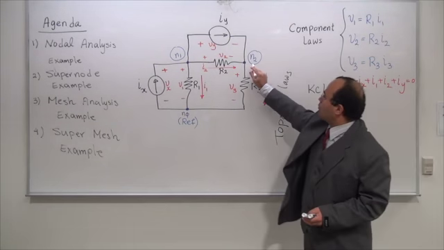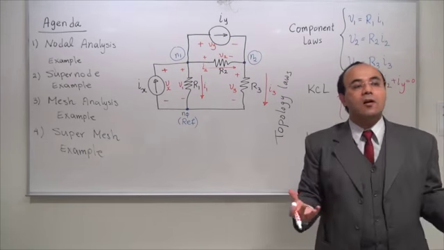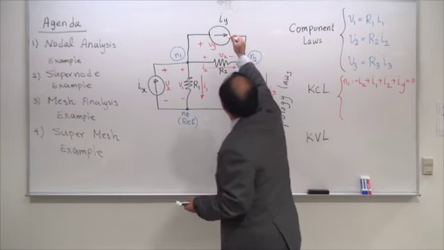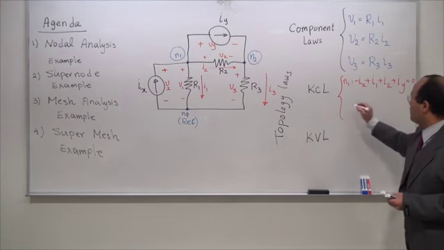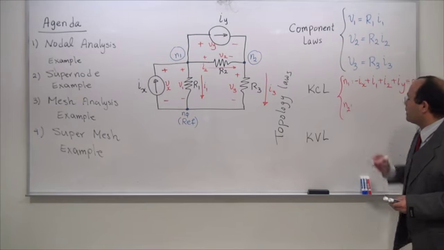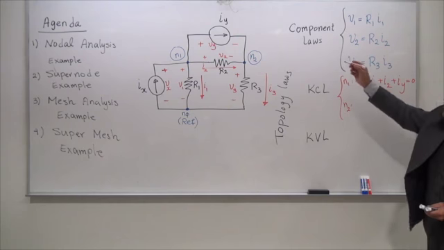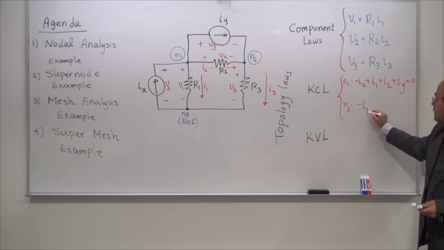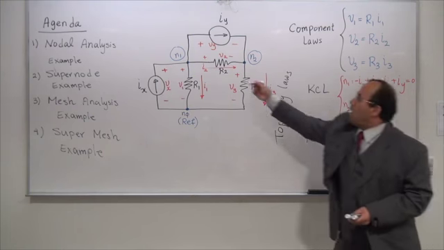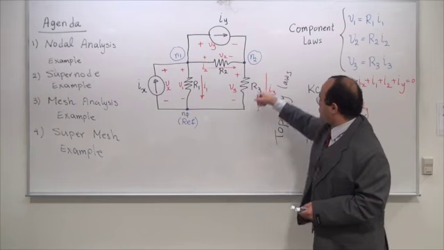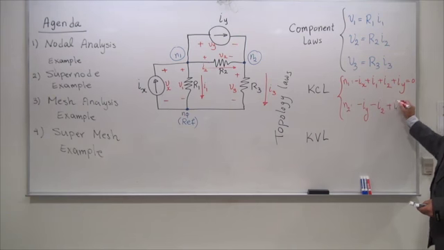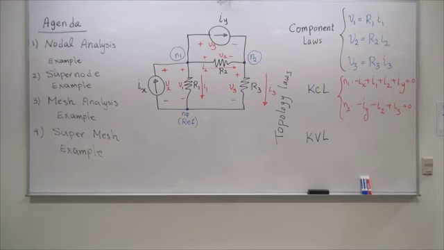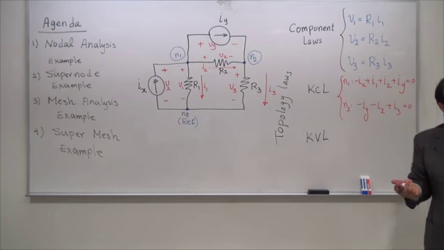Now when I get to node 2, I'm going to see how many components are attached. 1, 2, 3. I need to see 3 components, 3 terms for node 2. For node 2, I see Iy is entering the node, that's why it's negative. I2 is entering, negative, I3 is leaving, positive. So it's going to be minus Iy minus I2 plus I3 equal to 0. Okay? So I finished my KCL law.